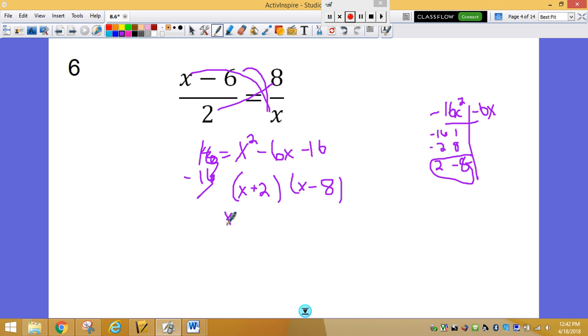To solve them, you set them equal to 0. Here I would subtract 2. So I get negative 2. Here I would add 8 and get 8. So my answers are negative 2 and 8. Again, I want to make sure if I plugged either of them in the denominator, I would not get 0, and I wouldn't. If I plugged in negative 2, it'd still be negative 2. If I plugged in 8, it'd be 8. So both of those answers work. So if you'll pause it, go try number 6 on your worksheet, and then come back to me.